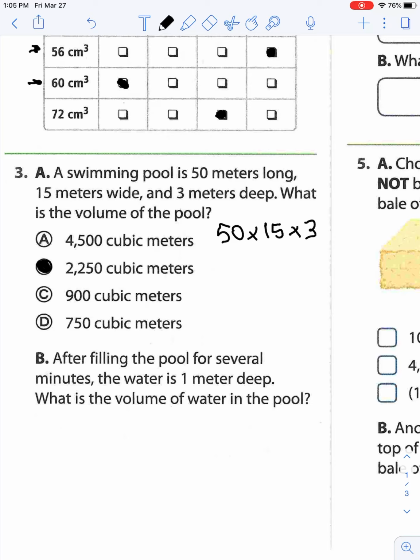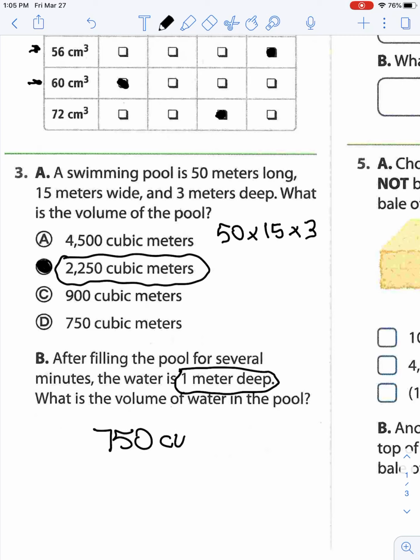Part B says, after filling the pool for several minutes, the water is 1 meter deep. What is the volume of the water in the pool? So if we know that 3 meters deep is going to be this, you already figured that out, you could just divide that amount by 3 to find what 1 meter deep would be. And when you do that math, you're going to end up with 750 cubic meters.